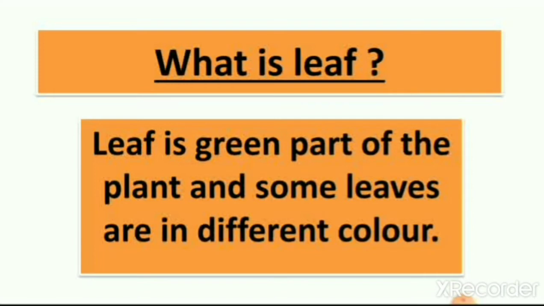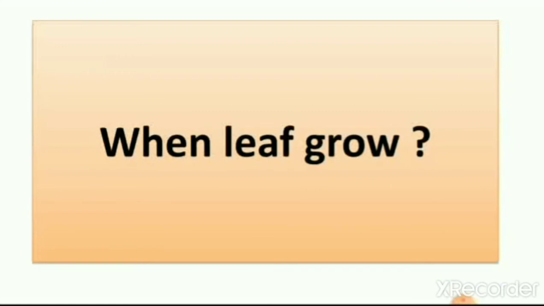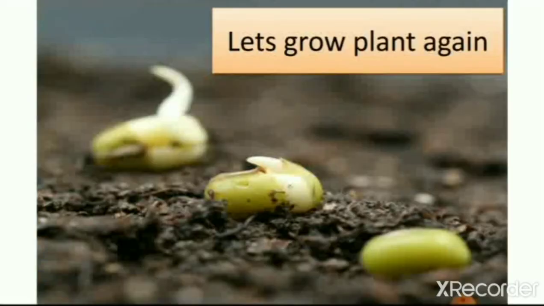So let's move on to how leaf grows and when leaf grows. First we need to grow a plant because we want to grow leaf, so we can't directly grow leaf. Let's start to grow a plant. Remember how we grow a plant. So what is the picture of this? It is a seed. When we want to grow a plant, we start growing with seed. Different types of seeds are available.